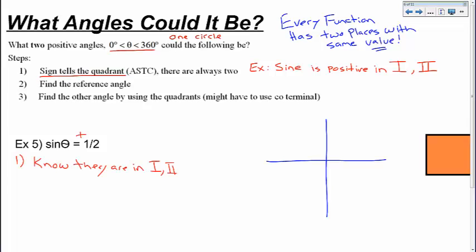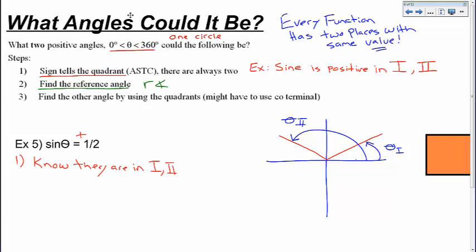In example 5, we're told that sine of theta is equal to a positive value. This means that our 2 thetas will lie in quadrant 1 and in quadrant 2, because this is where sine is positive. We label them theta in 1 and theta in 2.